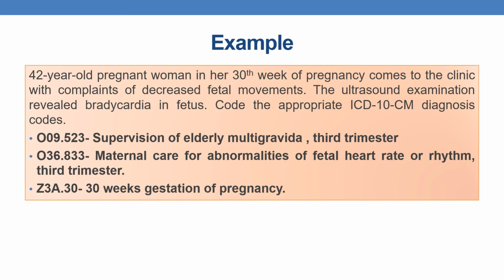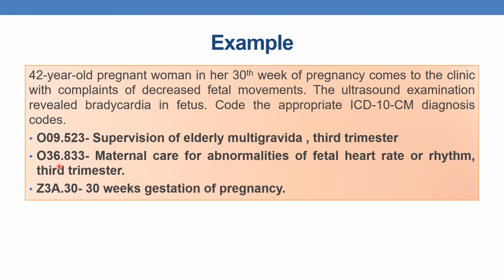The ultrasound examination revealed bradycardia in the fetus. What is the appropriate code for this scenario? So first, the PDX must be O09.523, which is nothing but supervision of elderly multigravida, third trimester. 30th week indicates third trimester because the third trimester starts from the 28th week onwards till delivery. So O09.523 indicates supervision of elderly multigravida, third trimester.